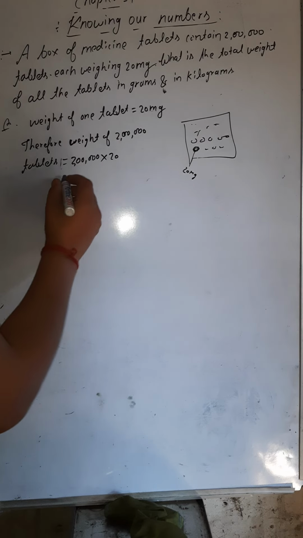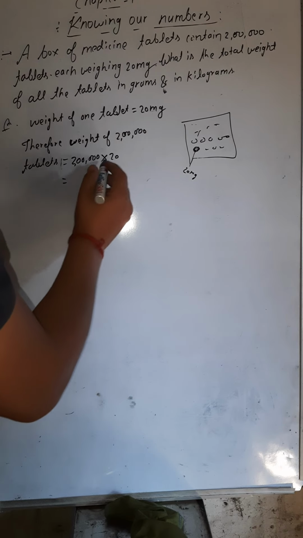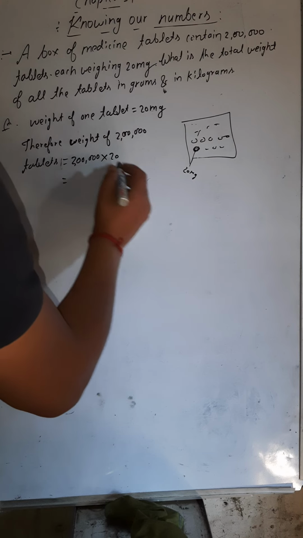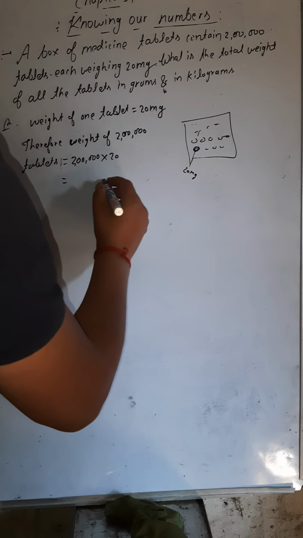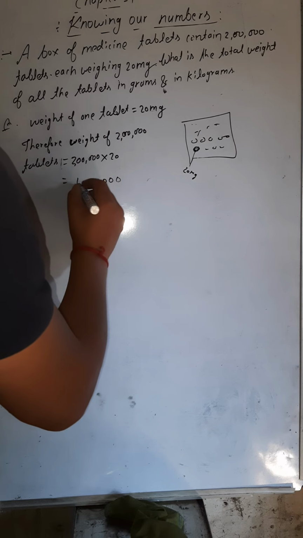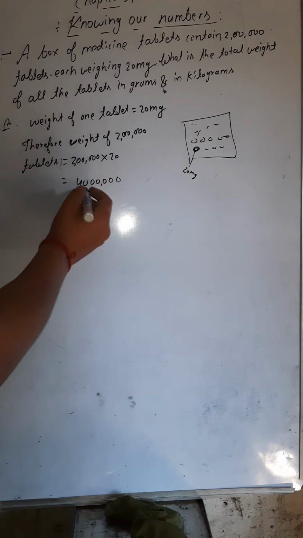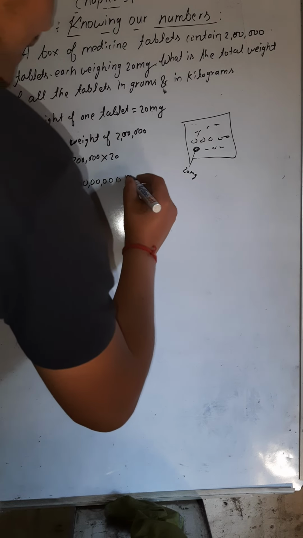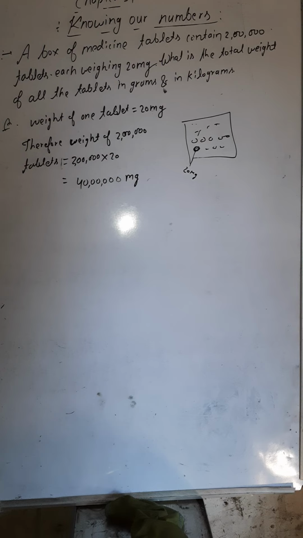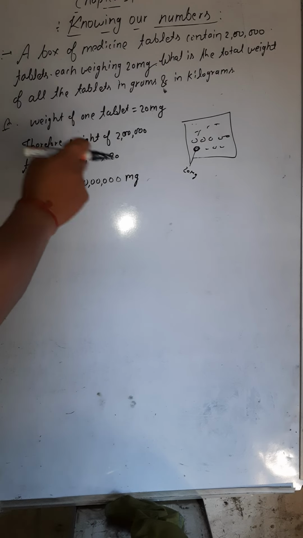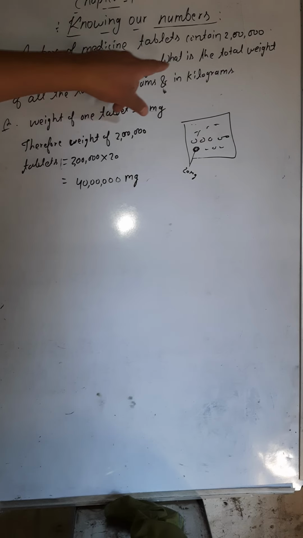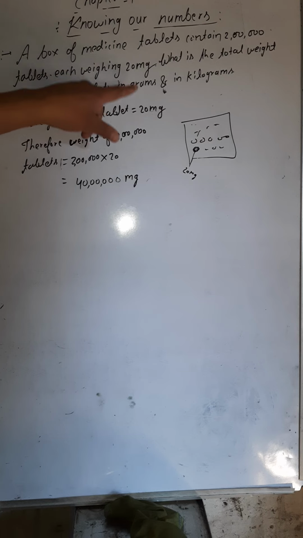So how much will it come? 2 times 2 is 4, and just multiply it, 1, 2, 3, 4, 5, 6 zeros will be there. So this would be the weight of 2 lakh tablets. The weight of 2 lakh tablets is how much? 40 lakh milligram. So this would be in milligram, the weight of 2 lakh tablets. But you have to find out in gram and in kilogram. What is the total weight of all the tablets in grams and in kilograms?